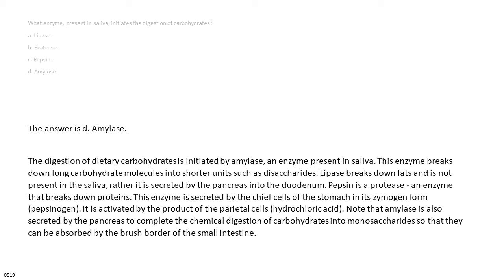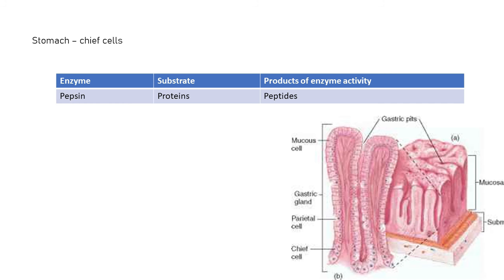Lipase breaks down fats and is not present in the saliva, rather it is secreted by the pancreas into the duodenum. Pepsin is a protease, an enzyme that breaks down proteins. This enzyme is secreted by the chief cells of the stomach in its zymogen form, pepsinogen. It is activated by the product of the parietal cells, hydrochloric acid. Note that amylase is also secreted by the pancreas to complete the chemical digestion of carbohydrates into monosaccharides so that they can be absorbed by the brush border of the small intestine.